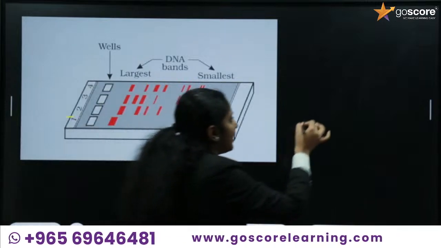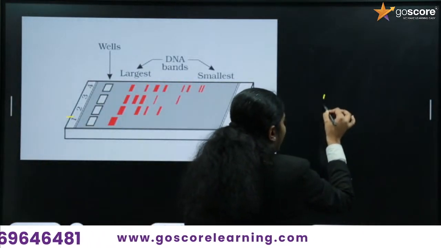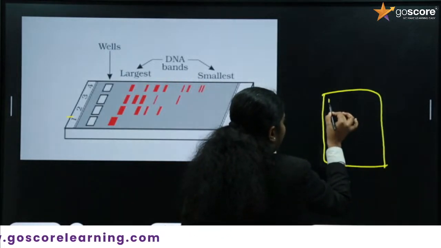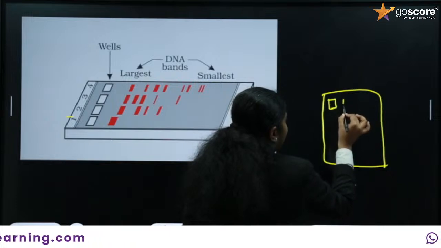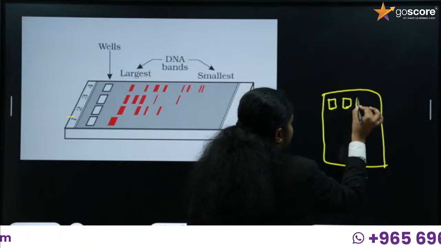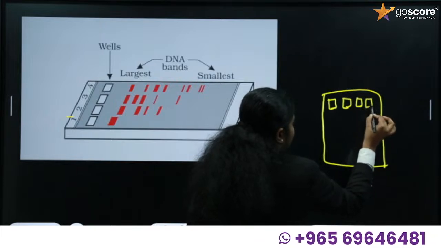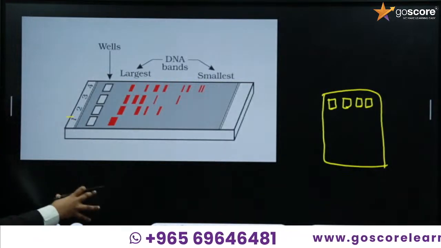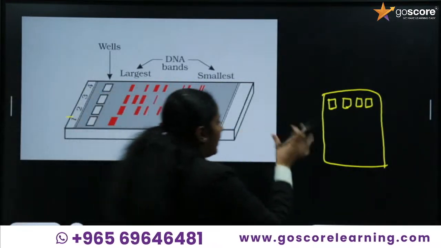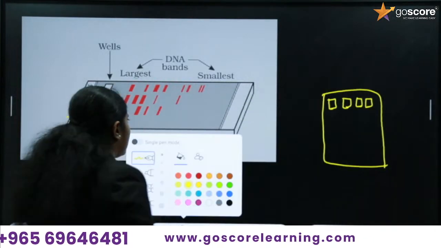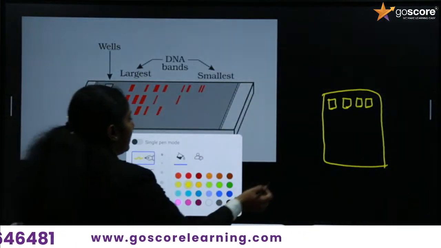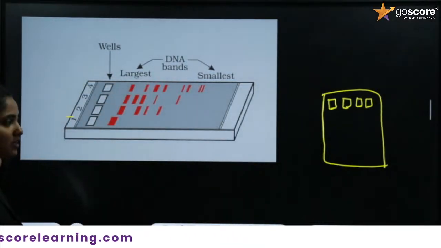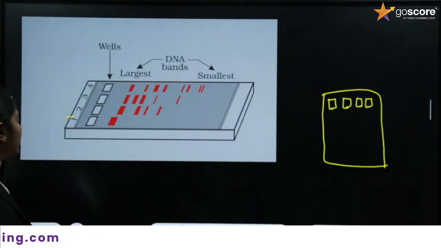So we can consider a plate here. Inside the plate, we are adding the agar. When we add the agar, we will get different wells like this. Four, five or six wells will be present in an agarose gel unit. Inside these wells, what is the next process? This gel is inside an apparatus, and this apparatus will be connected with electricity. Anode and cathode will be present.